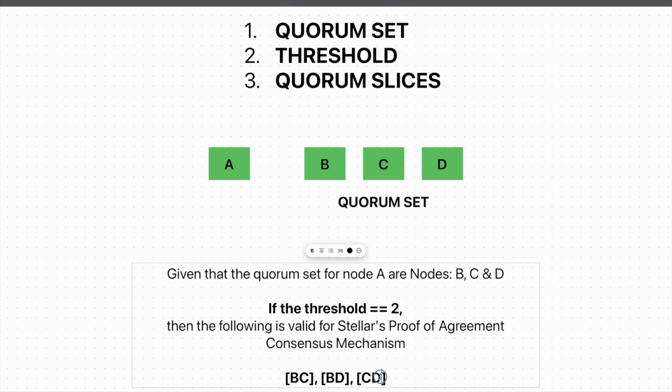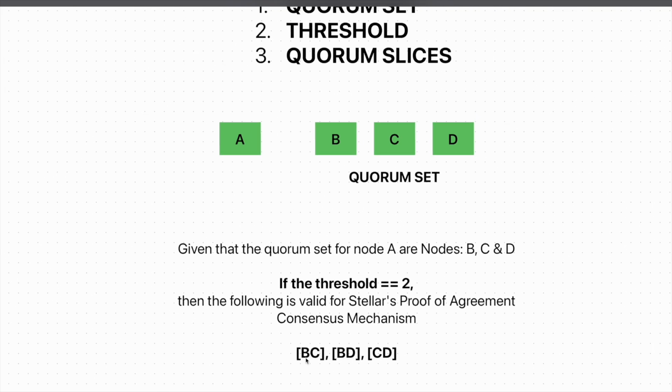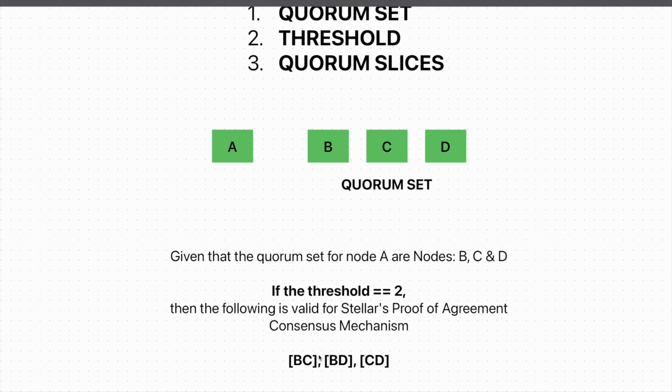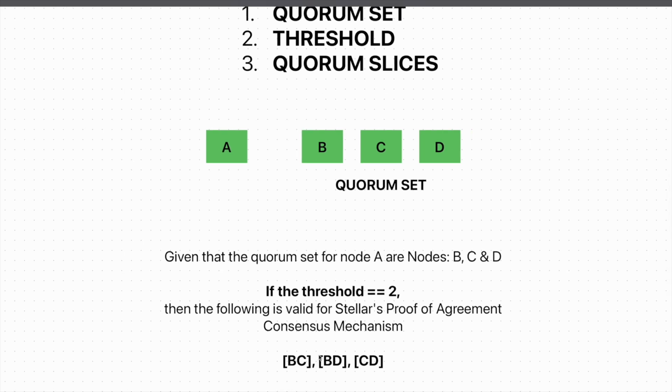If C and D agree, it is valid. Simply because the threshold for the validity of this node with regards to consensus, with regards to the agreement on the processing of a transaction, has to be a minimum of 2. Because the threshold is 2, a minimum of 2 of these nodes must agree for there to be consensus. A minimum of 2 of any of these nodes in the quorum set needs to agree. And that's basically what this is talking about.